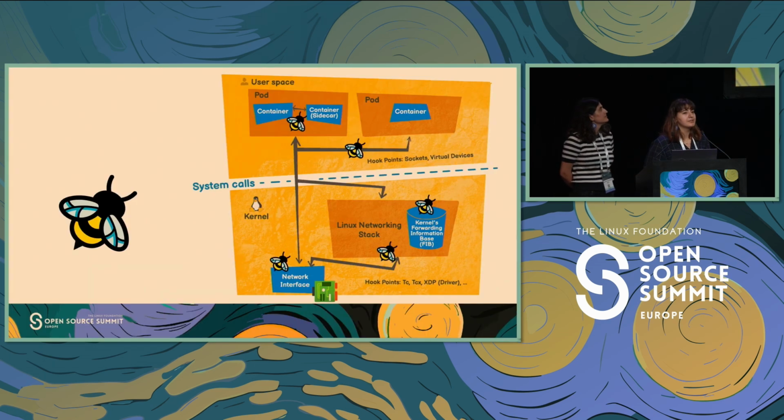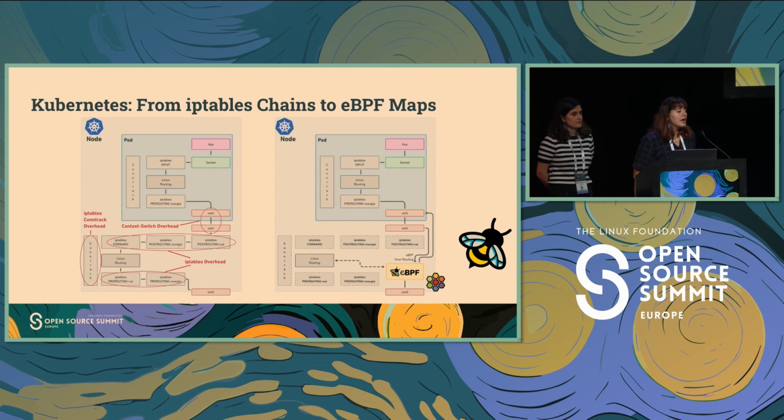eBPF enhances networking by enabling efficient packet processing. This enhances network performance and flexibility, making it more cloud native ready. Some projects that use eBPF for networking include Cilium and Tetragon, for example. A prime example in networking is how Cilium revolutionized Kubernetes.